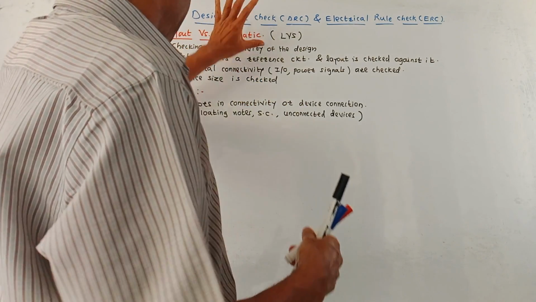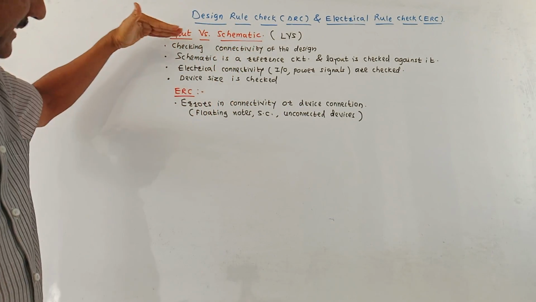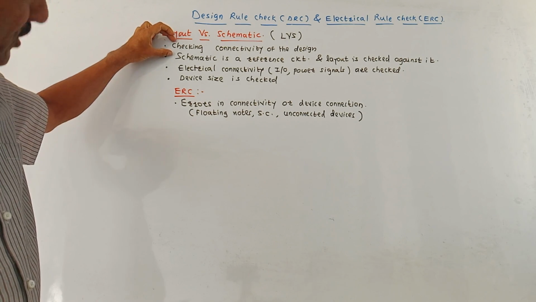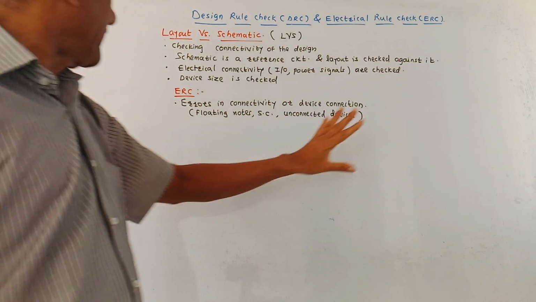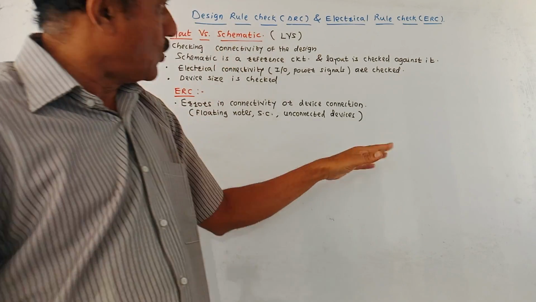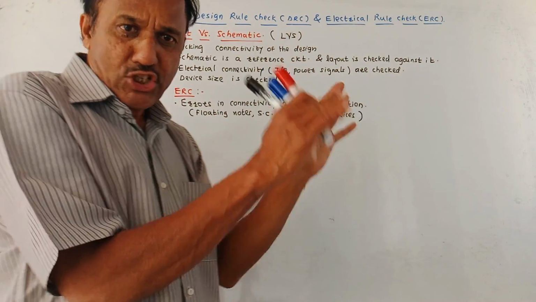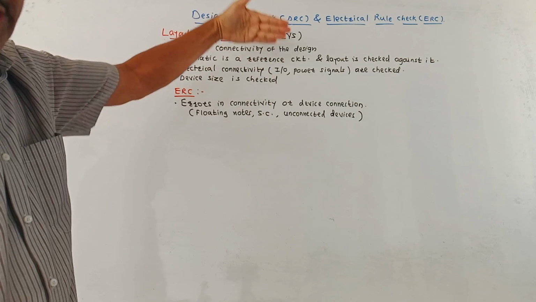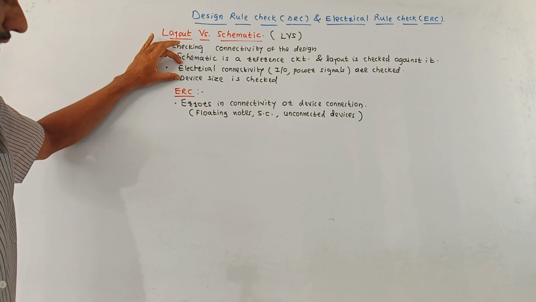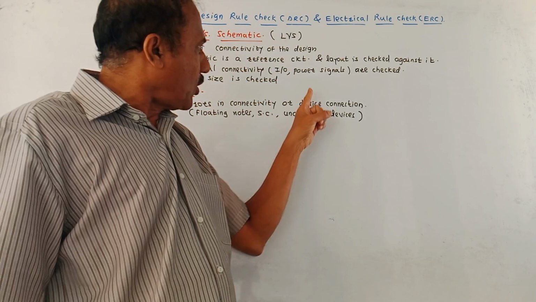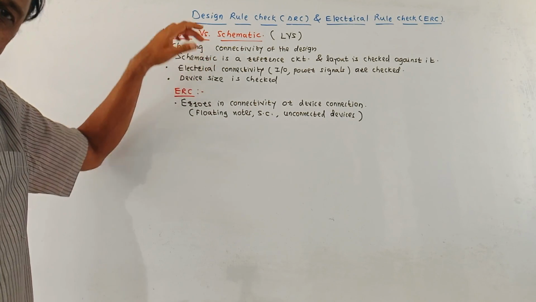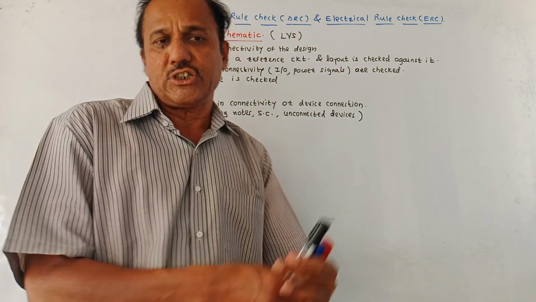Next is layout versus schematic. It is again used for verification purpose. So it is basically checking the connectivity of the design. Schematic is basically a reference circuit. So the design layout is checked against the schematic and accordingly the corrections are done. This stage also checks the electrical connectivity, that means input, output, then power signals are checked. It is also used to check the device size, that means length and width of the transistor or size of a capacitor, etc.